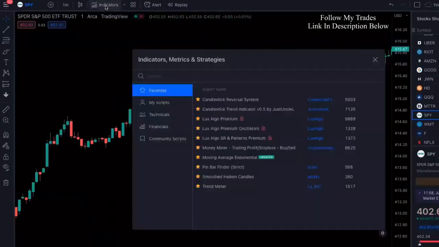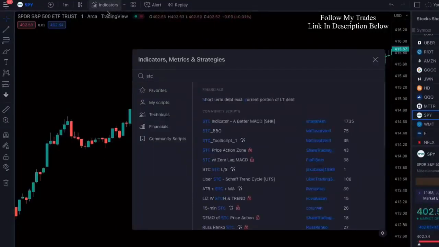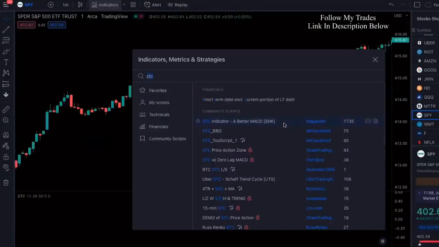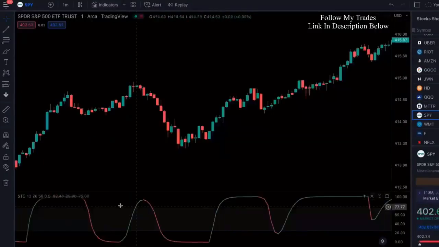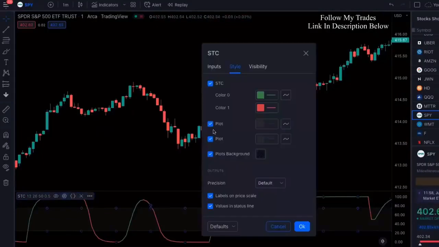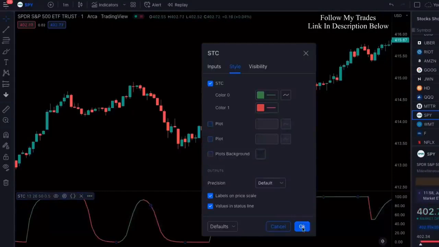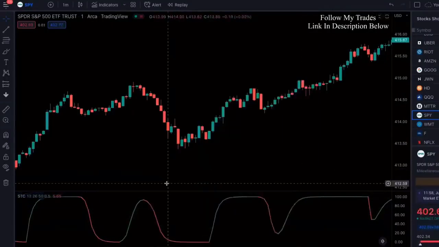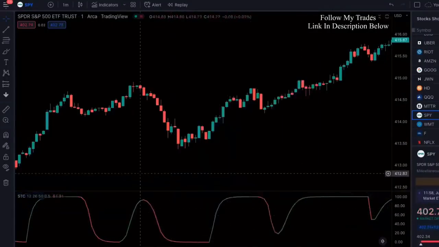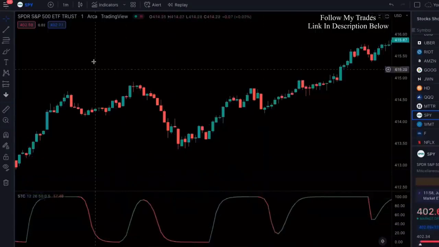So the first one we're gonna add is called the STC, and you're gonna pick this one, the STC indicator by Cheyenne KM. Okay, add that. We're gonna make some changes to it because I like my charts looking clean. Go into settings. I'm just gonna take off the plots because we're gonna be using this STC indicator in a much different way than normal. We just care about the green and the reds. I really don't care about the levels that it's at.